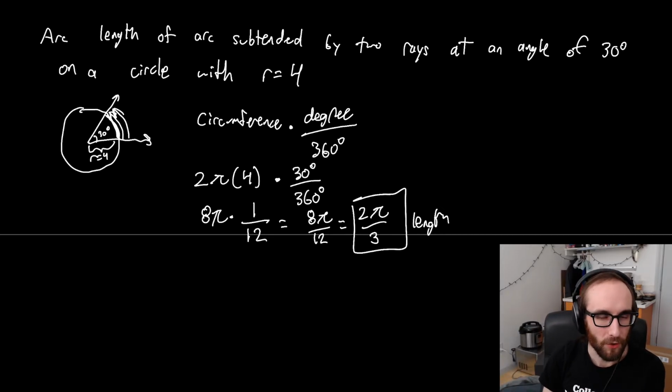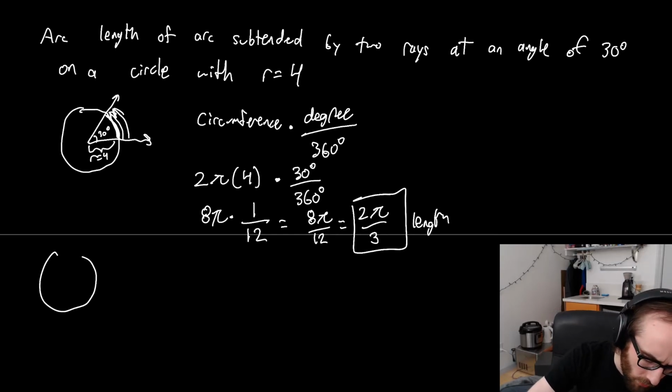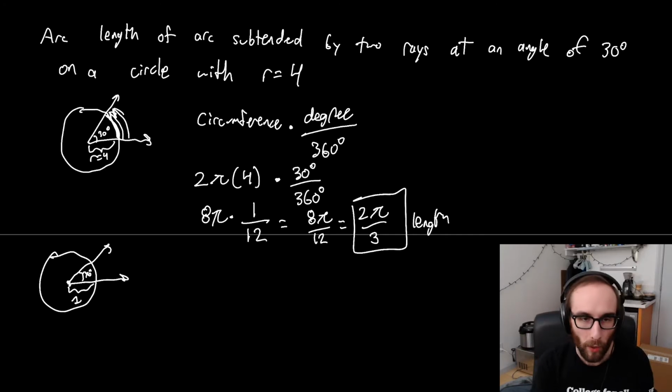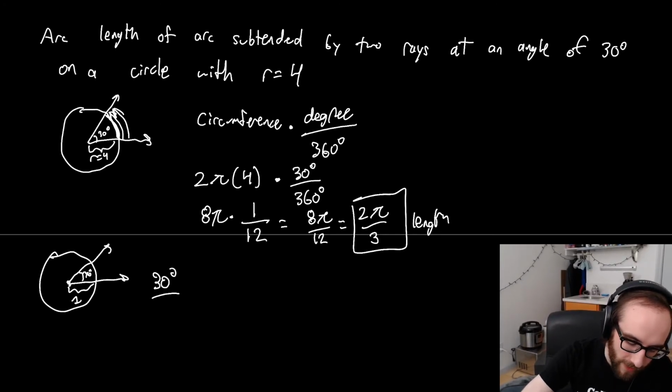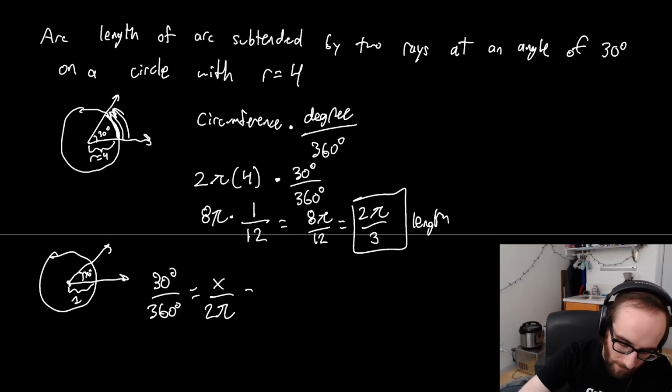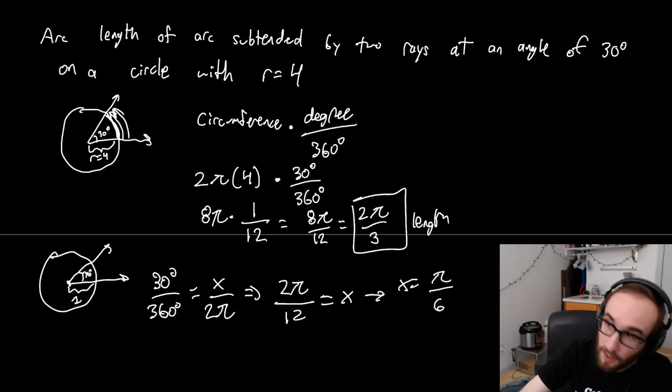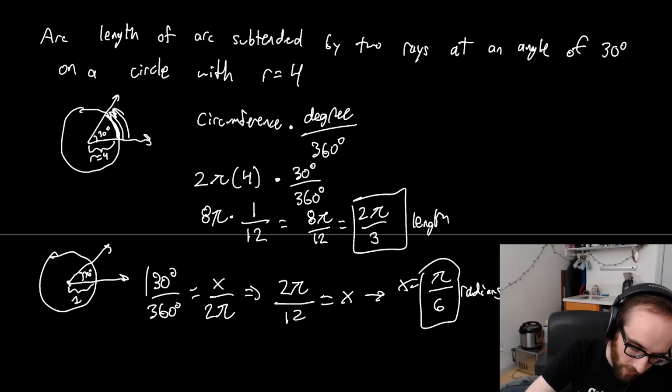Arc length is also related to radians, because if we think of a unit circle, so we're thinking of the same angle, 30 degrees, but we're thinking of a unit circle here with a radius of 1. 30 degrees in radians over 360 degrees, we can find it quickly by using our proportion. Multiply both sides by 2 pi, so 2 pi over 12 is x. So x is equal to pi over 6. So pi over 6 radians is the measurement for 30 degrees.